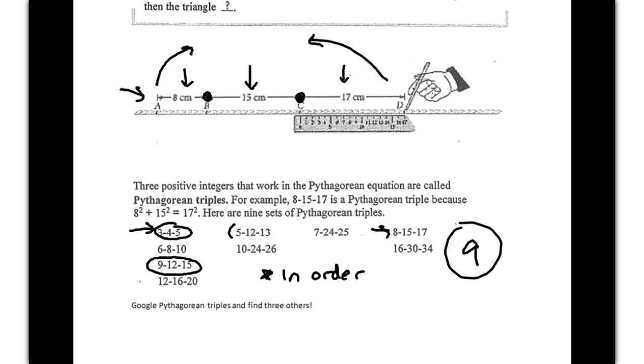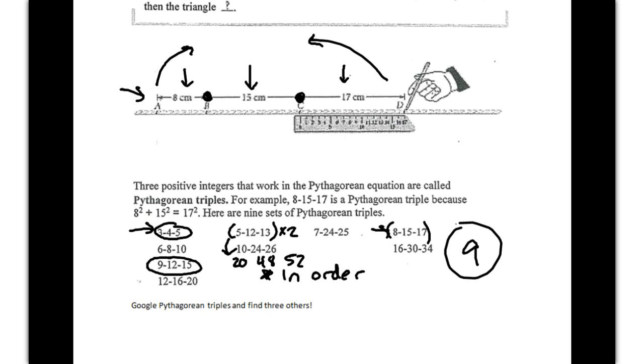Kind of a cool thing is if you take one of them, like 5, 12, 13, and double all of them, you get the one right below. 10, 24, 26. And that works for this one over here for all of them, basically. You can generate some more by just doubling the one you have. 10, 24, 26. If you double that, we get 20, 48, and 52. That would be sides of a right triangle also.